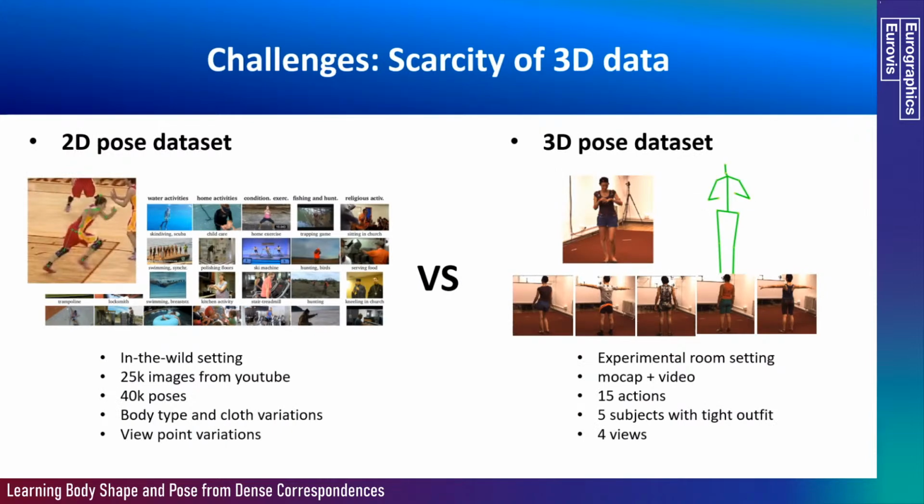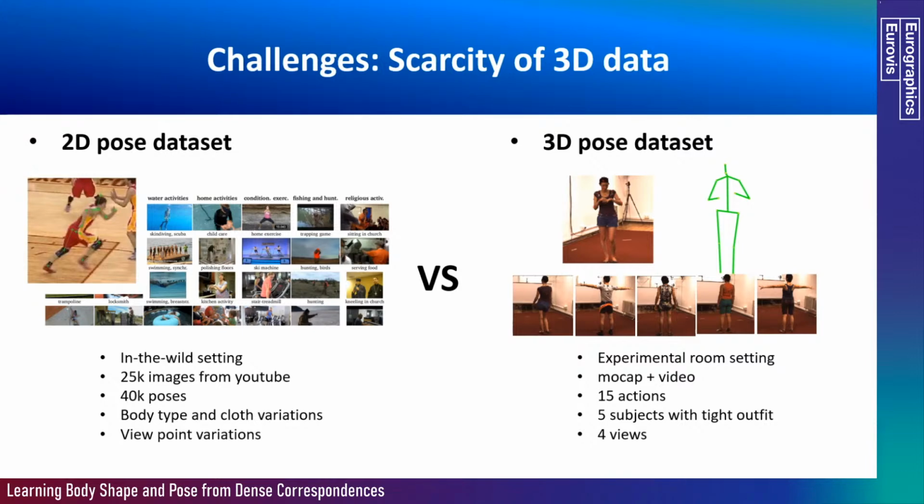The main challenge stems from the fact that a large 3D dataset is really difficult to obtain for 3D human estimation. For example, the common dataset for 2D pose detection contains 25K images from YouTube. There are large variations in body types and clothes. On the other hand, for 3D pose detection, as it's difficult to record mocap and multi-view video at the same time, the dataset is limited to, for example, 15 actions, 5 subjects with tight clothing, and 4 viewpoints.